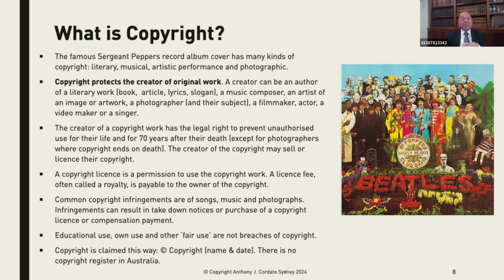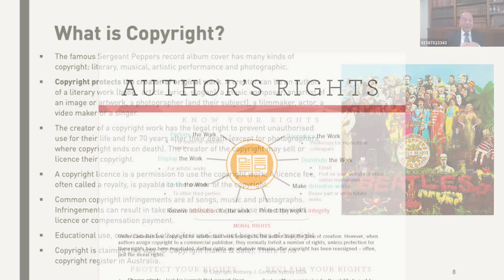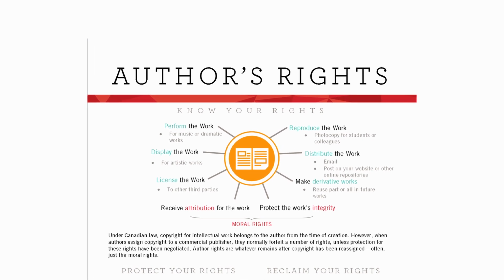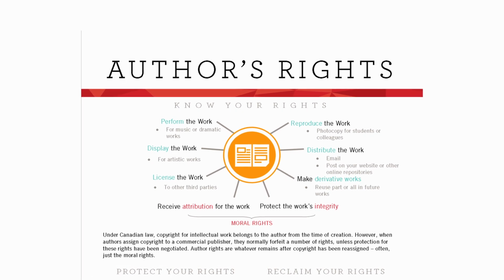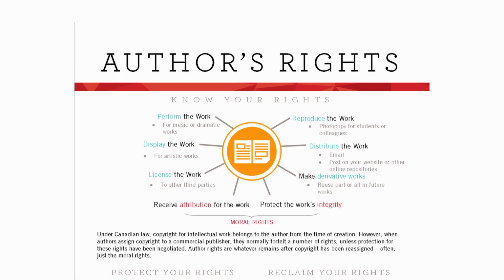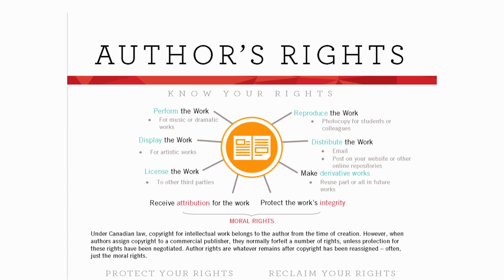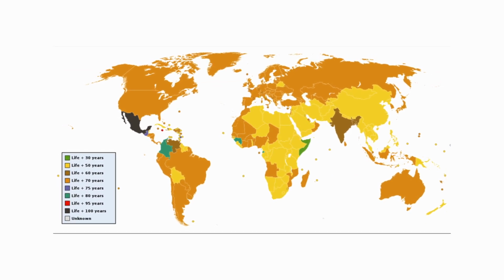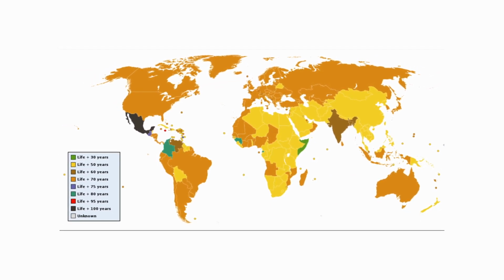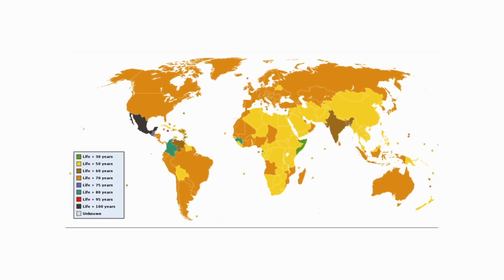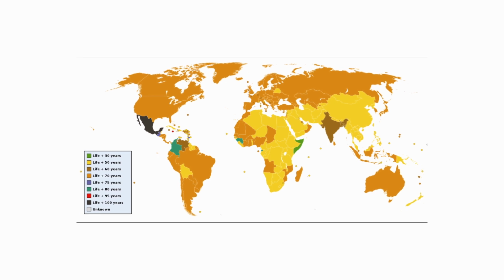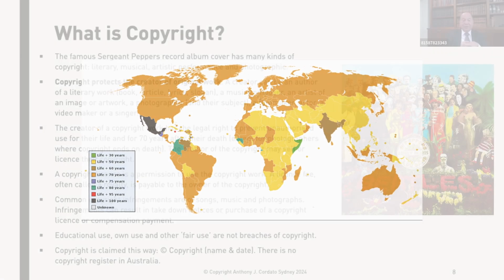Now, copyright lasts for a very long time. The author, the creator, has the legal right to prevent unauthorised use for their life, and their estate has the right to prevent unauthorised use for another 70 years after they have died, except for photographers, where their copyright ends on death.